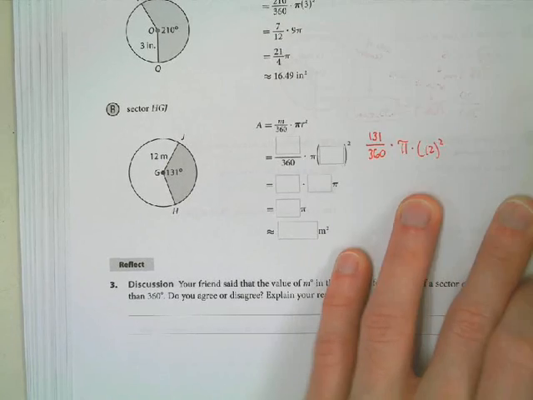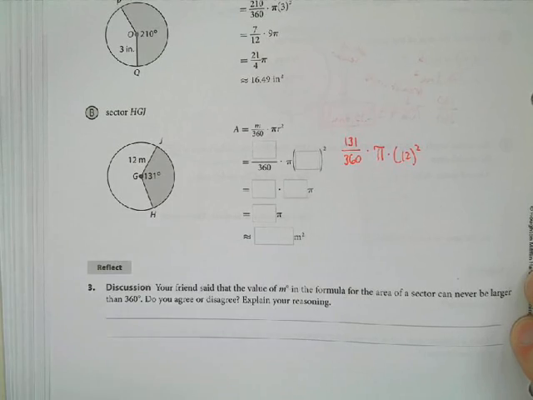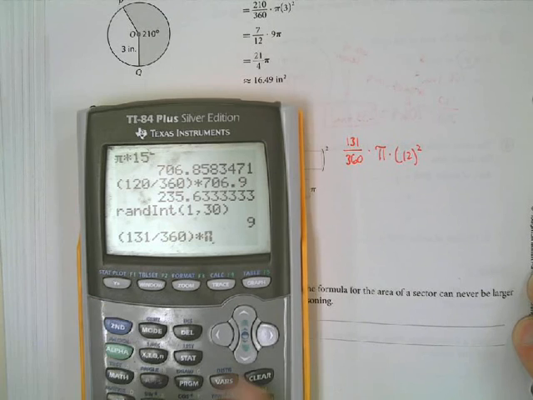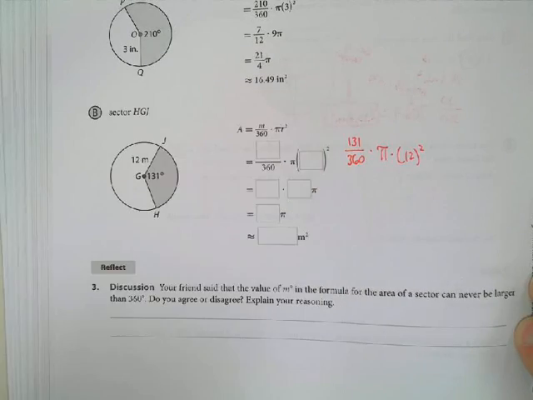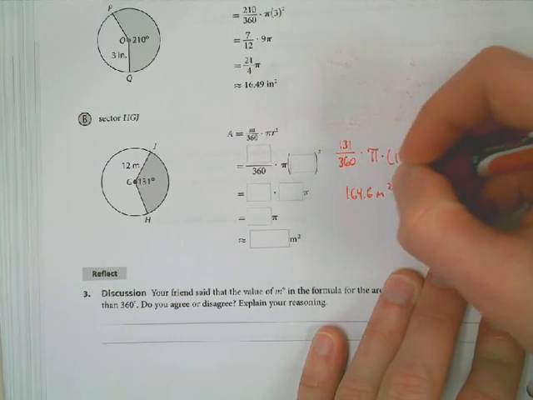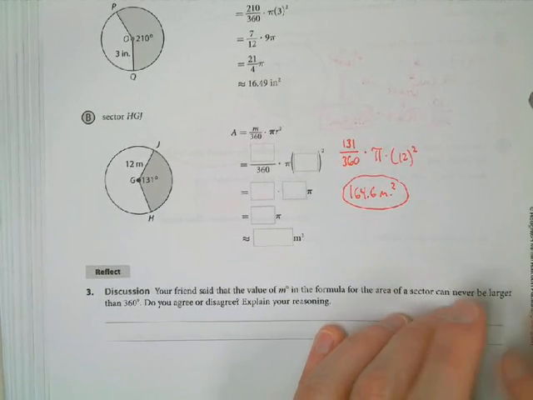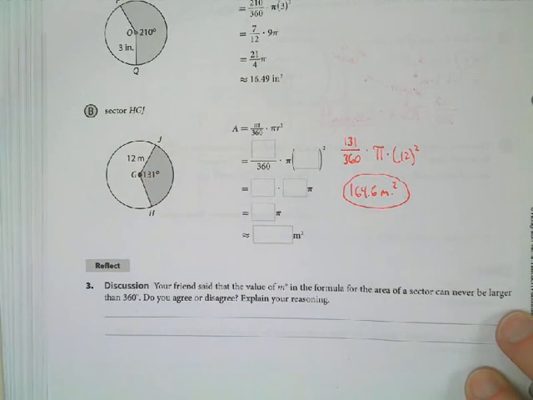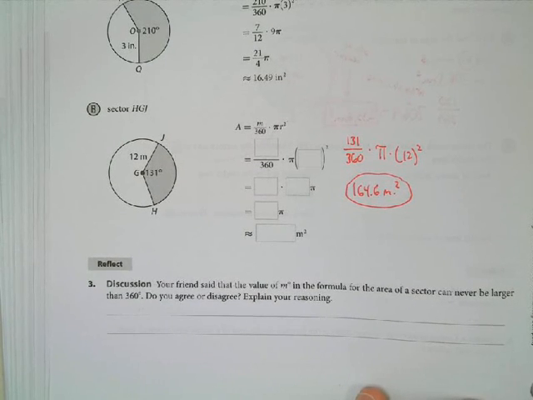Okay, and now we can just type that whole thing in our calculator. So put parentheses, 131 divided by 360 times pi times 12 squared. I get 164.6 approximately meters squared. Okay, so again, if we were to physically make that circle with a 12-meter radius and mark off a 131-degree sector like that, the area of it would be 164.6 meters squared. Okay, pretty straightforward there.